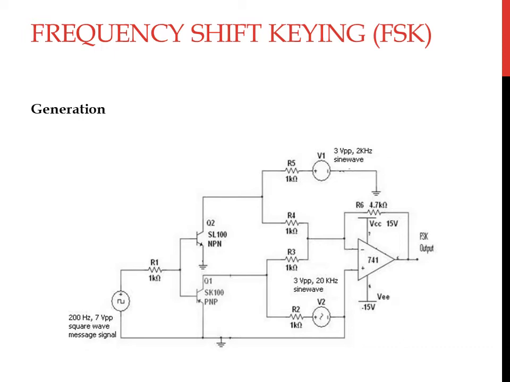The signal M of t, which is to be modulated, is given as a square waveform with a frequency of 200 Hz and an amplitude of 7 volt peak to peak. As we have seen in ASK and PSK, the frequency of the modulating signal is less than that of the carrier, that is, less than voltage V1 and voltage V2. Now let us analyze the modulation circuit in detail.